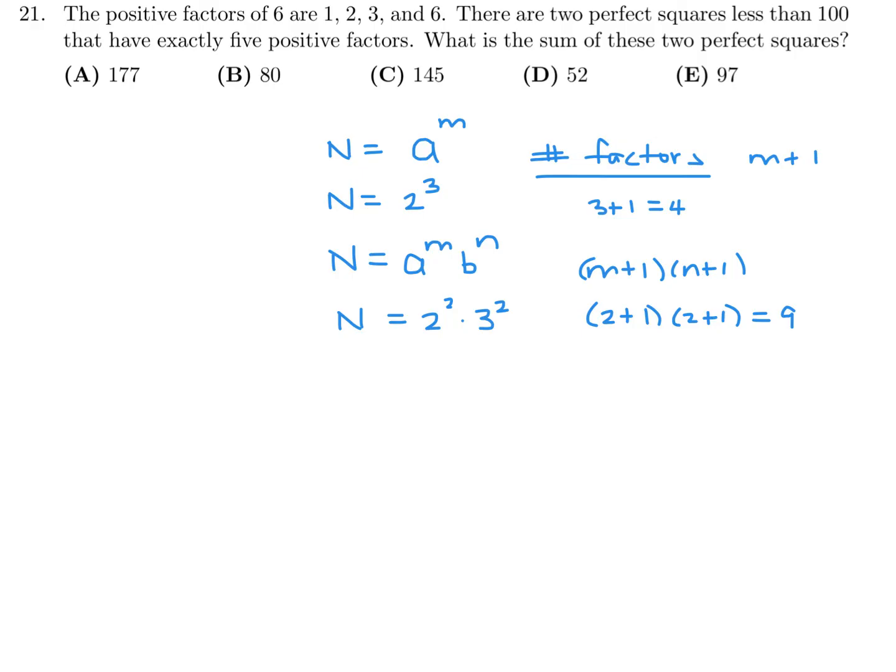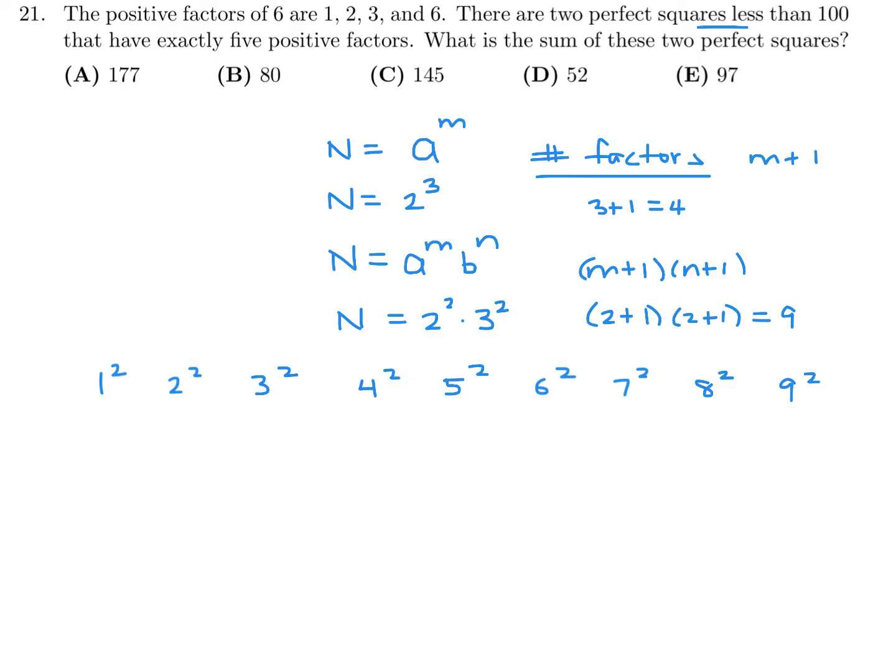So they want you to look at the perfect squares that are less than 100. So what do we have? 1 squared, 2 squared, 3 squared, 4 squared, 5 squared, 6 squared, 7 squared, 8 squared, and I believe 9 squared is the last one, because 10 squared would be 100, and therefore that is not less than 100, because they want it less than 100.